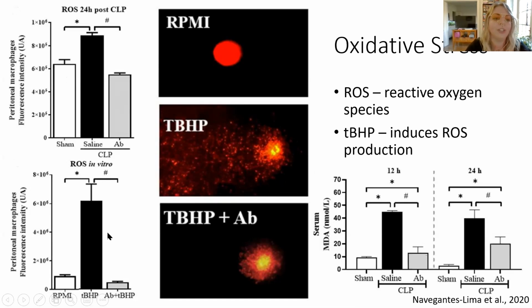And then at the bottom, they did an in vitro analysis of ROS production in mice macrophages again, and incubated the macrophages with TBHP, which induces ROS production, as well as their mushroom treatment. And they saw a significant inhibition of ROS production when these cells were treated with the AB extract.